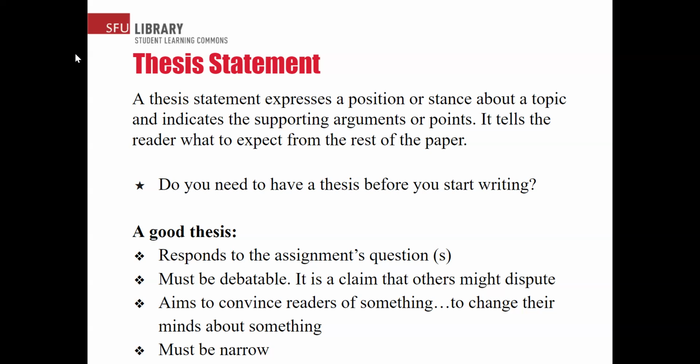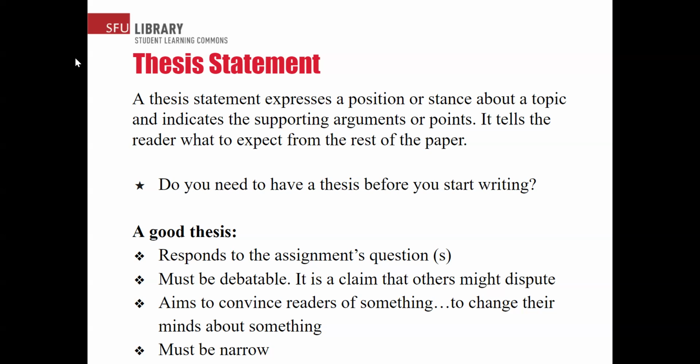A good thesis statement must also be debatable. It's a claim that others might dispute. So your thesis statement is something that is argumentative. There are people who might disagree with you.